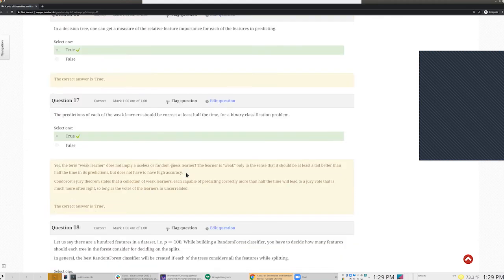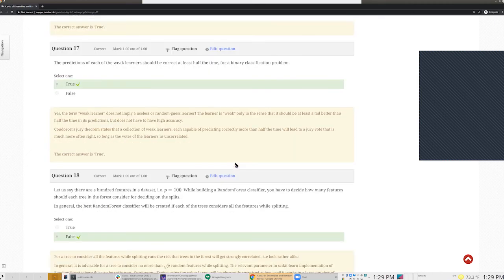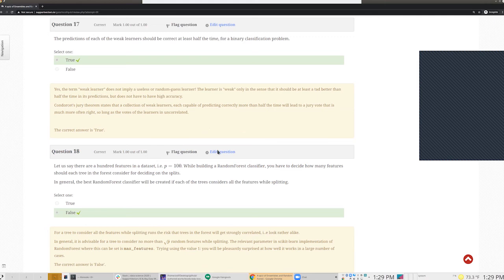The prediction of each of the weak learners should be correct at least half the time, for example in a binary classifier. That is certainly true. In fact, that is the Condorcet theorem. So guys, because we have limited time for theory, one session a week, I'm not able to cover all the nuances. Some of the nuances, like this, I will cover through the quizzes. I'll introduce these things through the quizzes.